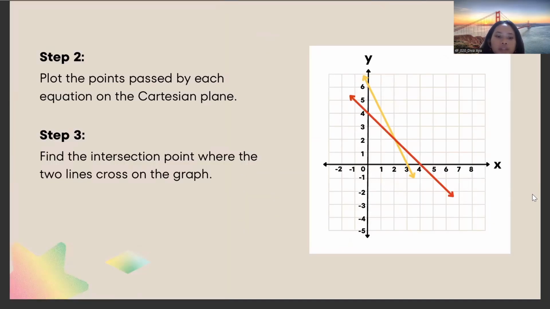Continuing the graphic method, next we plot all of these points on the Cartesian plane. Then we draw a straight line through the points of each equation. Finally, we identify the point where the two lines intersect. This intersection represents the solution to the system.